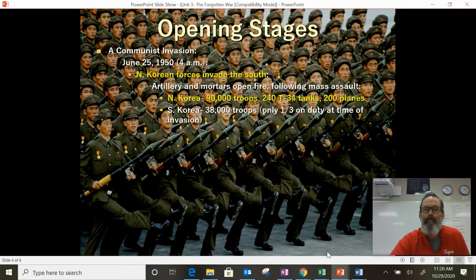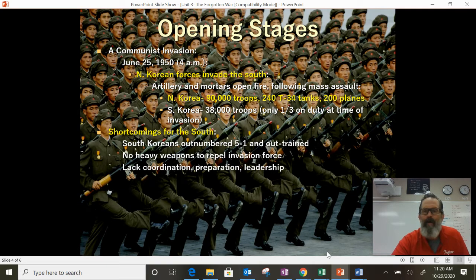Initially, you look at the outnumbering of the troops. They've got 90,000 troops, tanks, and aircraft that are going to invade from the north. The South Korean army has only 38,000 troops, and only a third of those are on duty at one time. If you could imagine, South Korea is small enough to fit all of it inside of about half of Colorado. If you were in the army in South Korea, you could have been from any corner, anywhere, any village in South Korea. So if you were not on duty at that time, it would make sense that you would go home. So there was only a third, about 12,000 troops on duty at the time that almost 100,000 North Koreans attacked. Outnumbered 5-1, not very well trained.